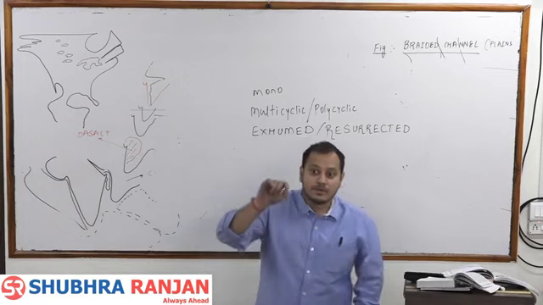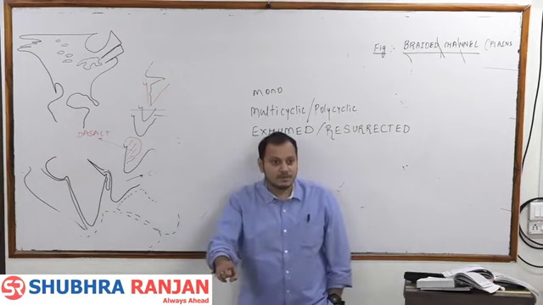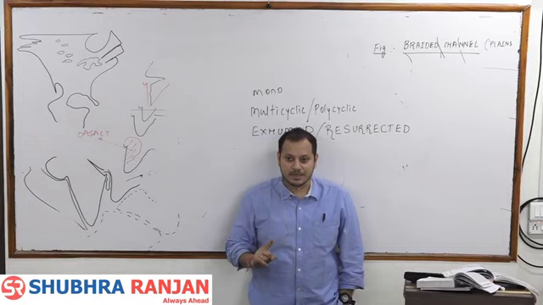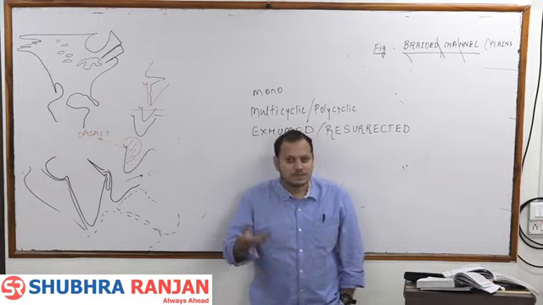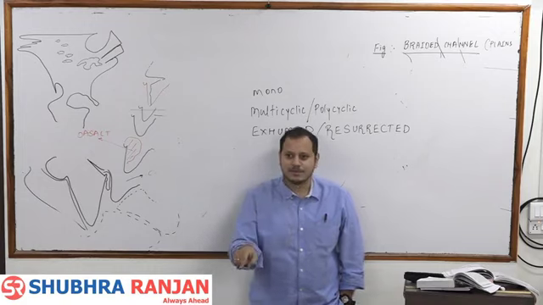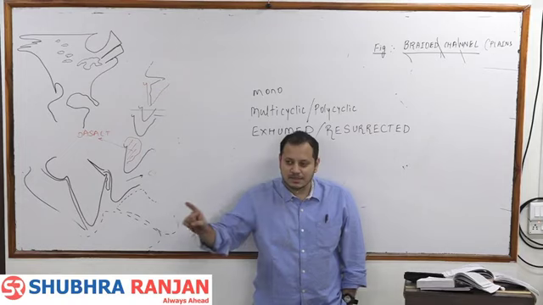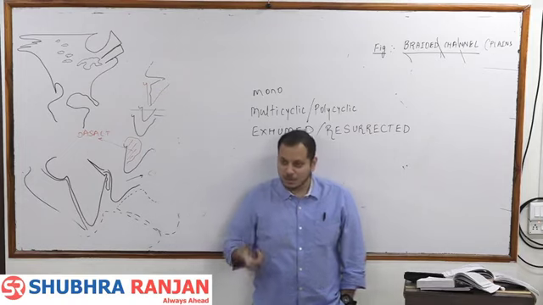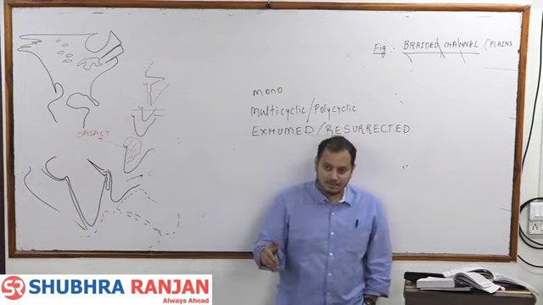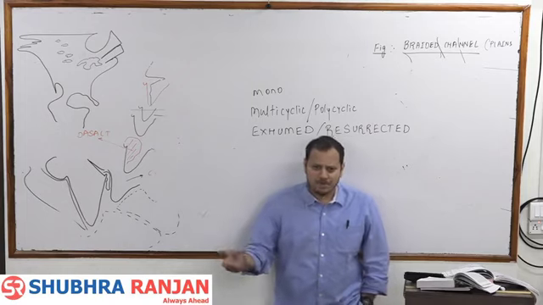So you will not find a single landform in the world jiske upar ek hi process operate hota hai. Kyun? Because climate change hota hai. None of the regions of the world has only one climate. Even the polar region has summers jisme ice will melt. So which landforms do not exist in reality? Simple landforms. Which landforms will be there in reality? All compound landforms, this.